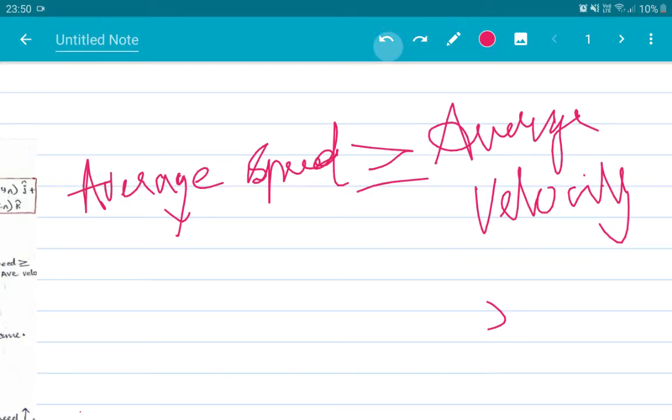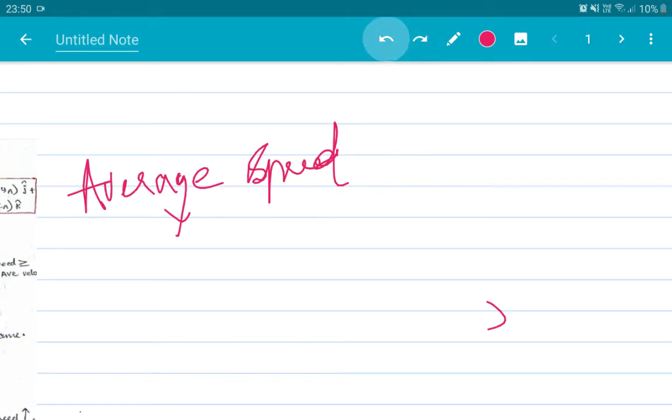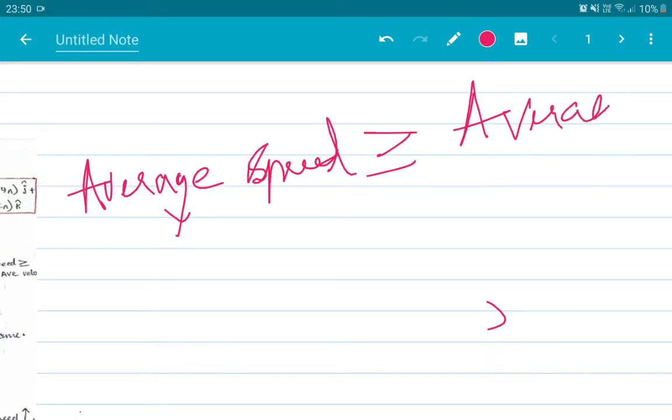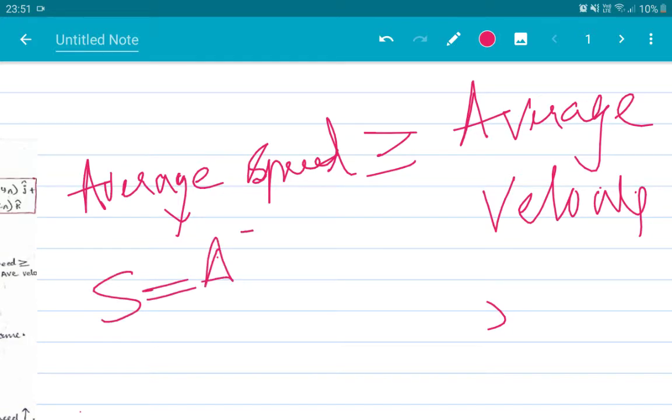So how is average velocity related? What is the formula of average speed? Delta s by delta t, that is distance by time, change in distance by change in time. And velocity is change in displacement by change in time. So distance is always greater than displacement.